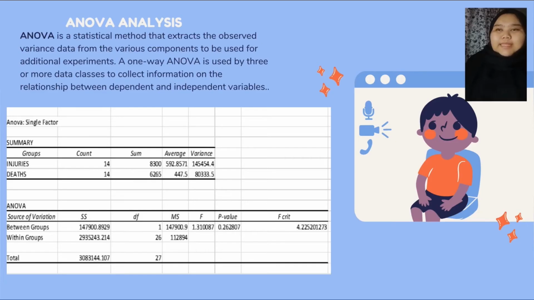So lastly is ANOVA analysis. ANOVA is a statistical method that extracts the observed variance data from the various components to be used for additional experiment. A one-way ANOVA is used for 3 or more data classes to collect information on the relationship between dependent and independent variables.